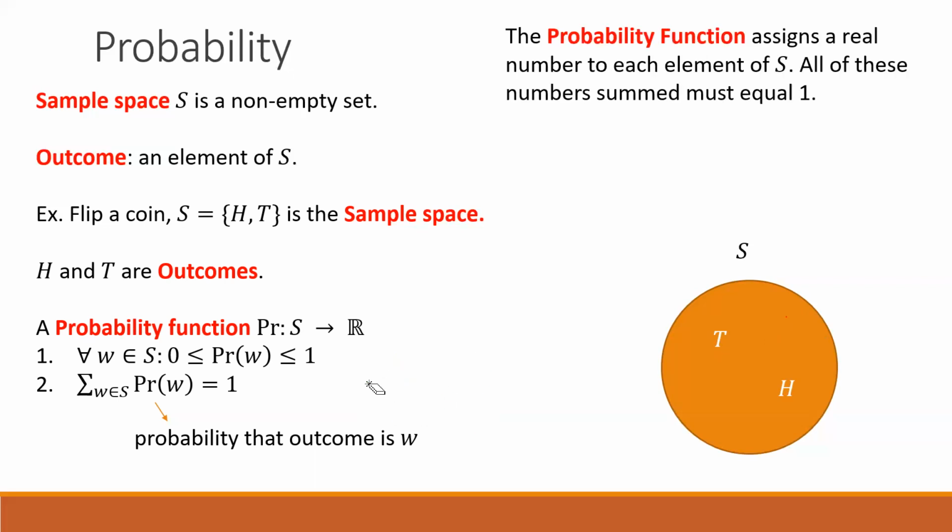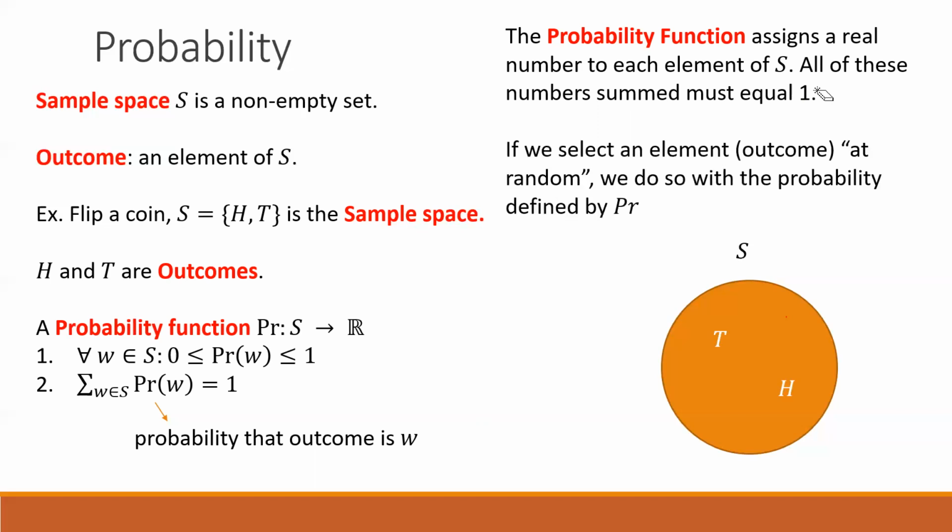Okay, so the probability function assigns a real number to each element of S, and all these numbers summed up must equal 1. Probability 1 means it's definitely going to happen. So that means if we select an element from the sample space S at random, we do so with the probability defined by the probability function. Selecting an element from this sample space, each of them has probability 1/2.